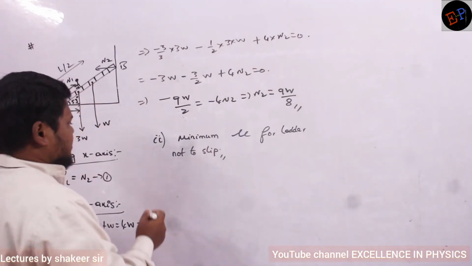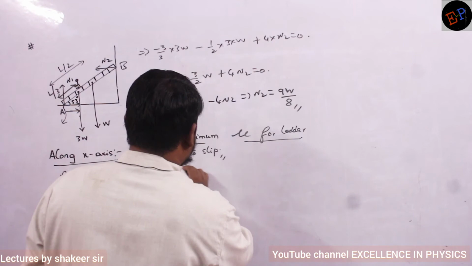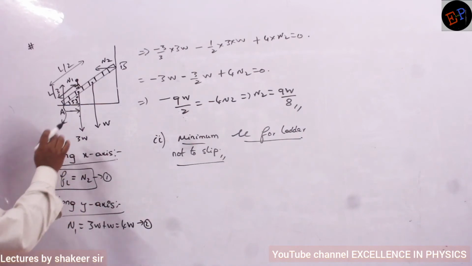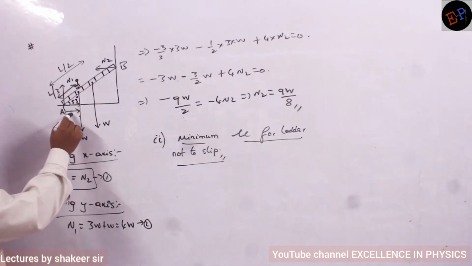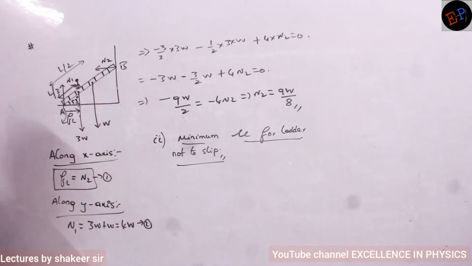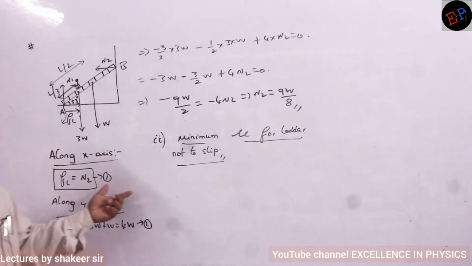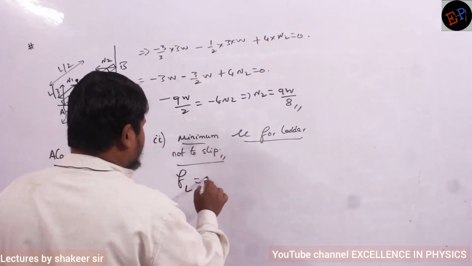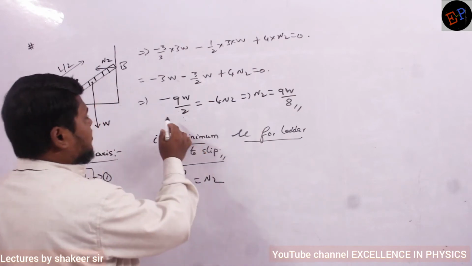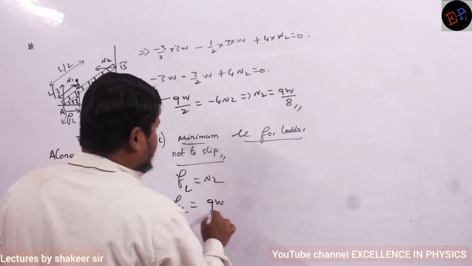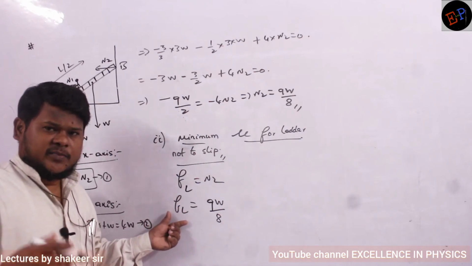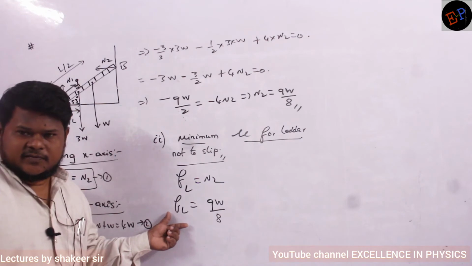So the second question which he is asking is the minimum coefficient of friction for the ladder not to slip. Clear, no? So this relation already we have written, no? If you see translational equilibrium, FL should be balanced by N2. So FL and N2 are equal. So substitute. Therefore FL is equal to N2. What is the N2 value? N2 value is 9w divided by 8. So minimum coefficient means limiting friction should already be maximum, no? That is called minimum coefficient of friction.